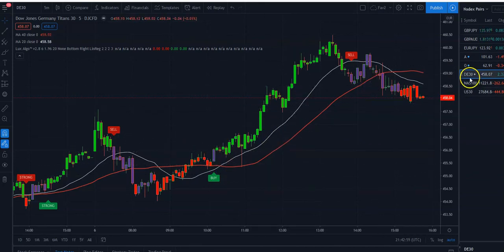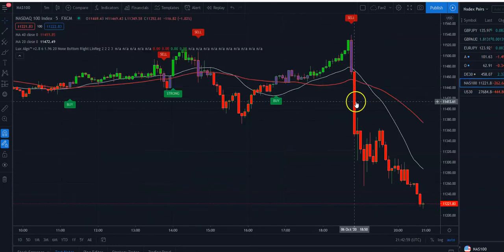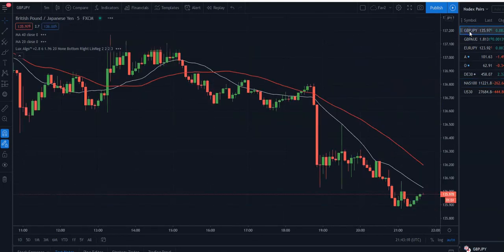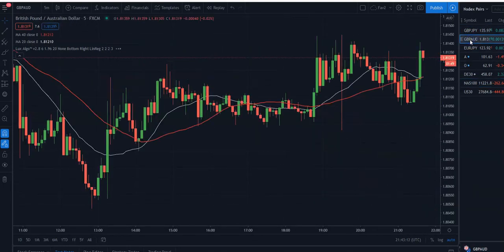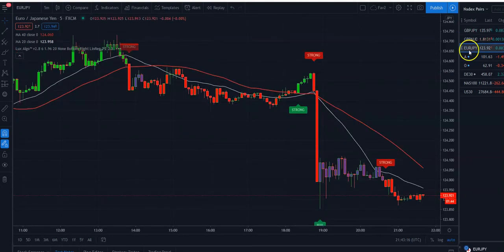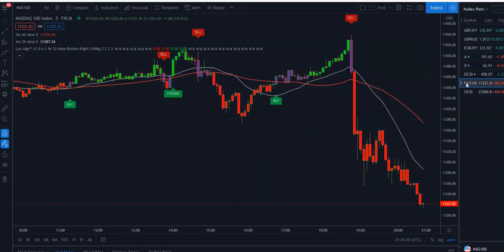So this is what it looked like on the DAX, and this is the Nasdaq 100 index on the 5 minutes. And I've noticed this happened right before the market closed on almost all pairs. I mean, not this one, but a lot of the Forex pairs did the same pattern here. So the stock market affected the currency pairs, as you can see.